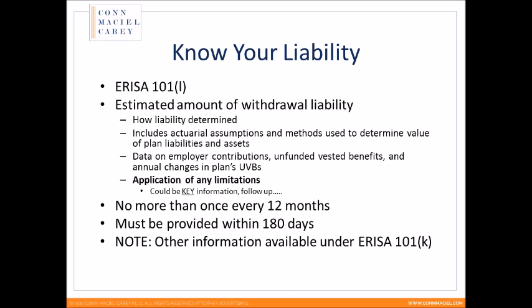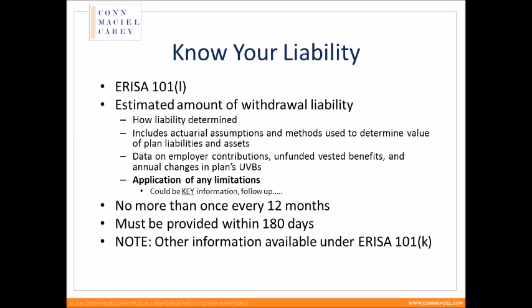And here, if you're not getting estimates of your withdrawal liability, you can do it under ERISA Section 101(l). There's other stuff you can request under (k), but the most important here is to send something out at least annually to get your estimate of withdrawal liability, and they're supposed to tell you how the liability is determined, include the actuarial assumptions and methods, give you the data, and then this bolded part here, application of any limitations. That's key information, and like I said, I've never seen anybody ever apply that.